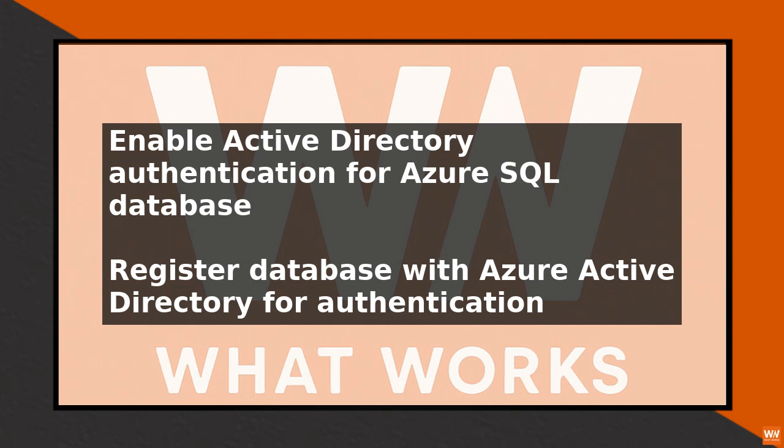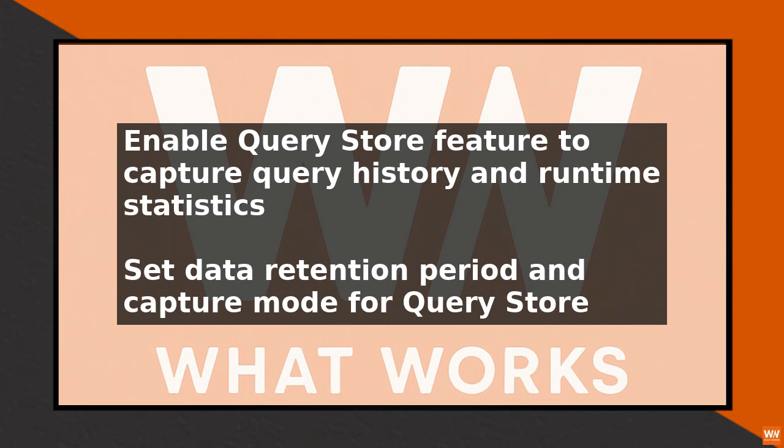Next, you need to enable Query Store for your database. Query Store is a feature in Azure SQL that captures a history of queries, execution plans, and runtime statistics. To enable it, navigate to the Azure portal, select your database, and click on Query Store under the Intelligent Performance section. Then, toggle the switch to enable Query Store and set the data retention period and the capture mode.